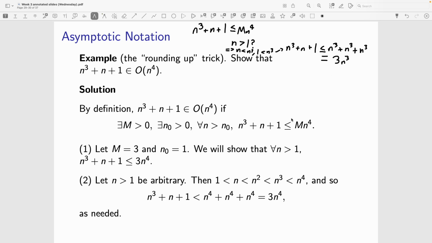Okay, that simplifies n cubed plus n plus 1 into the much easier to work with 3n cubed. So if we could show that 3n cubed is less than or equal to mn to the 4, we'll have basically a much easier time.